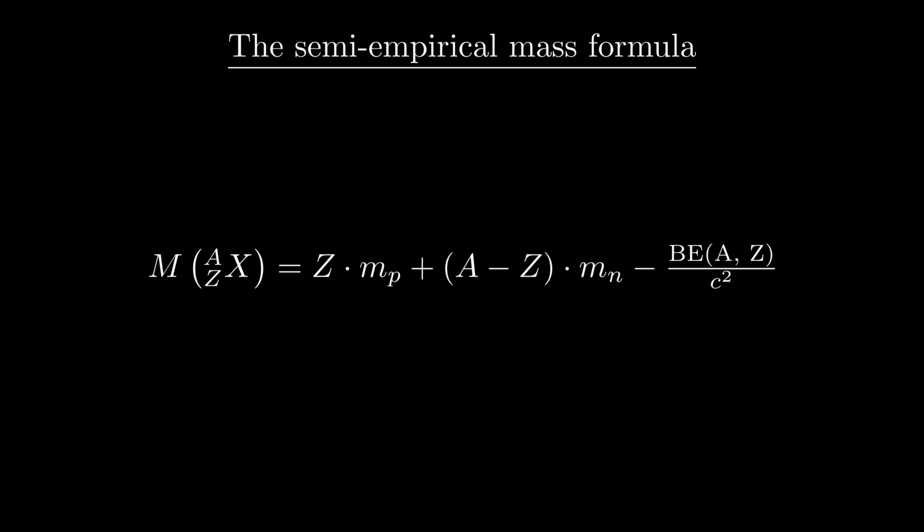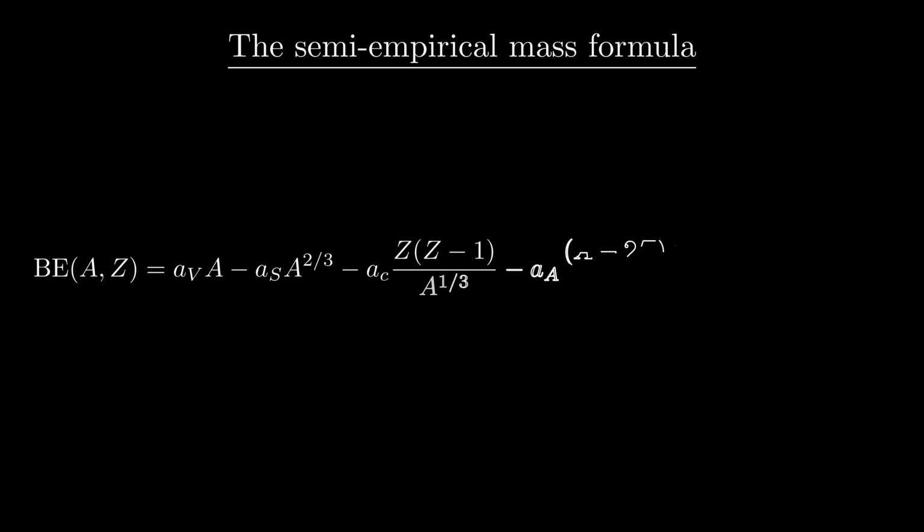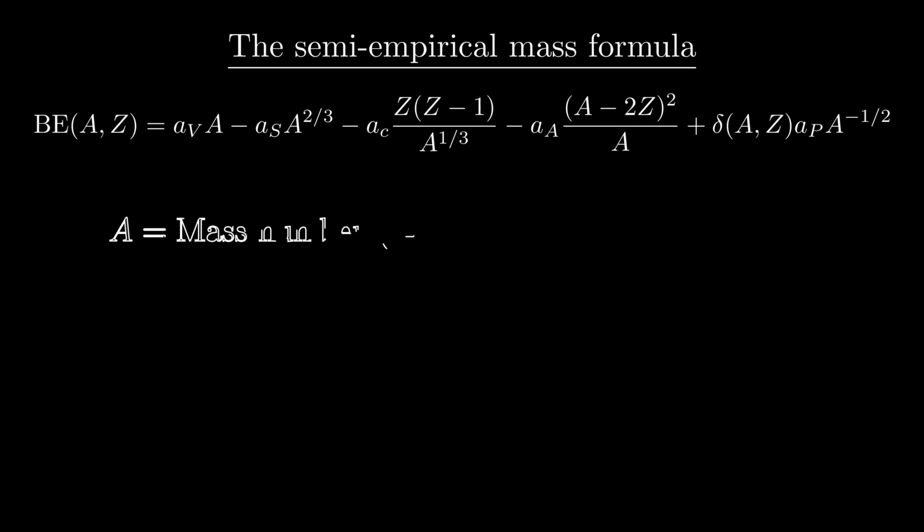This corrected equation we arrived at is called the semi-empirical mass formula. The first two terms here are really easy to calculate, but figuring out the binding energy is a little more complicated. So let's expand that term out. Okay, so this looks a little wild at first, but what we have here is a function for calculating the binding energy of a nucleus as a function of the nucleus's mass number and its atomic number.